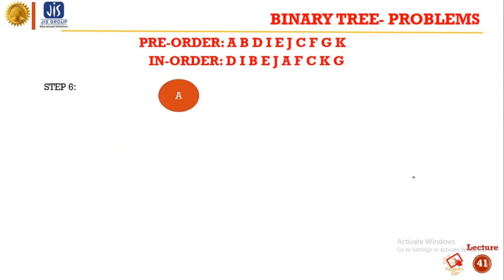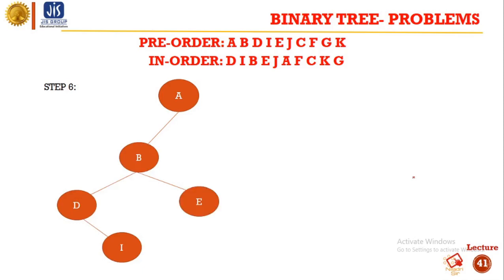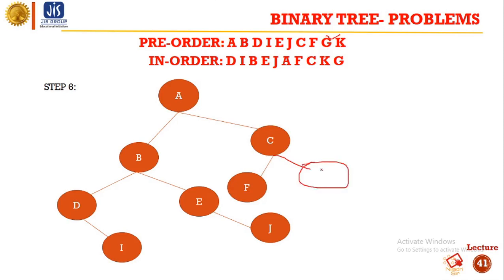Now come to step 6. Okay, so it is A, next B, next D, I, E, J. Okay, so it is C, next it is F. The next one is G, so here it will be G, and K is on the left hand side. So as you can see it is G, and in the left hand side it is K. Okay, so this is the binary tree.